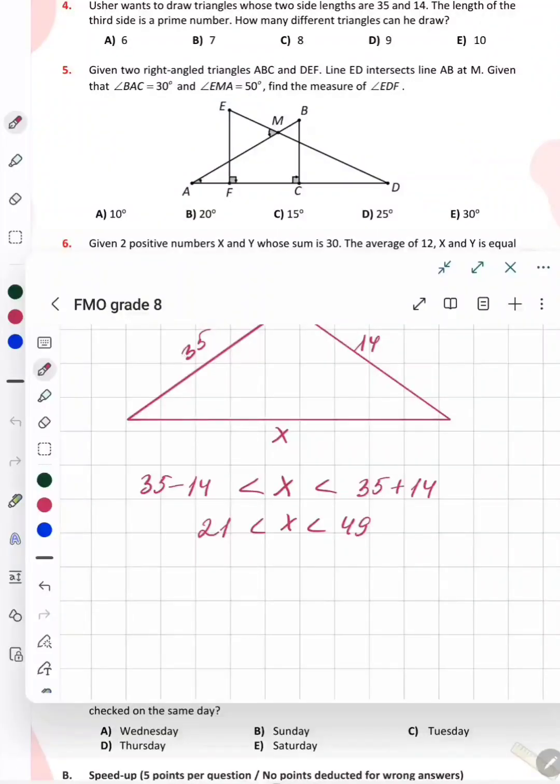Let's count the prime numbers. 22, 23, 24, 25, 26, 27, 28, 29, 30, 31, 32, 33, 34, 35, 36, 37, 38, 39, 40, 41, 42, 43, 44, 45, 46, 47, and that's it. So let's count: 1, 2, 3, 4, 5, 6, 7. Our answer will be 7, B.